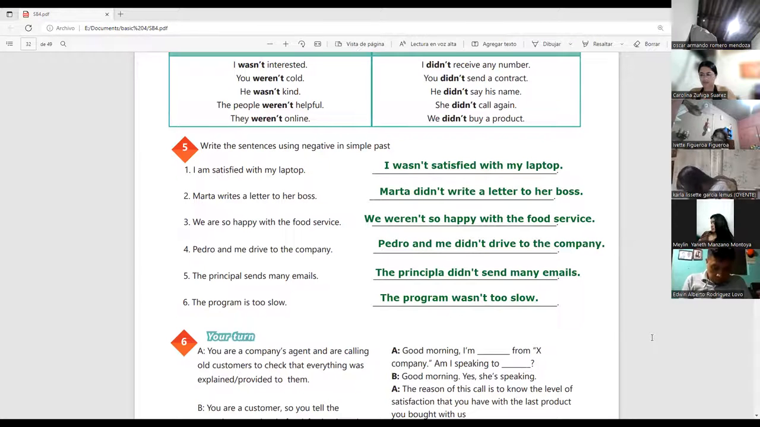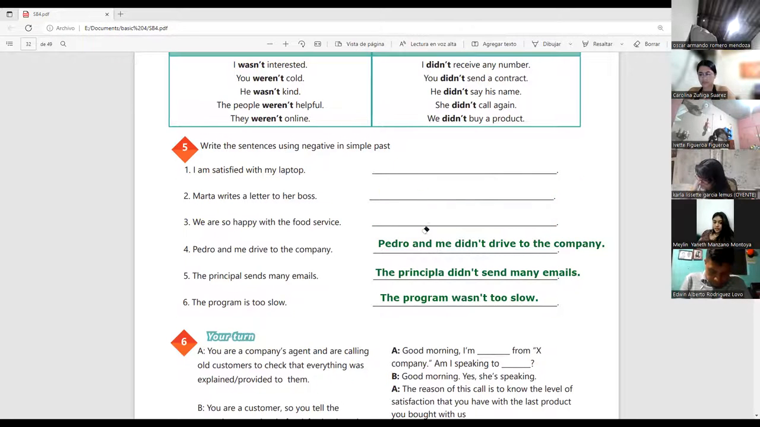So, así te tuvo que haber quedado. I wasn't satisfied with my laptop. Marta didn't write a letter to her boss. We weren't so happy with the food service. Pedro and me didn't drive to the company. The principal, nadie me dice que escribí esto mal. Bueno, pero está mal escrito, pero usted sabe que no es así. The principal didn't send many emails and the program wasn't too slow. Excellent, guys. Very good. Voy a borrar.